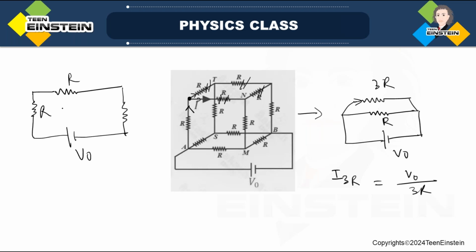Yes, so this is the thing. I'll get the current in this as I prime, up to this point. Now I have got the current in the whole upper branch. Here I prime is V0 by 3R. This is I prime, and this is for the whole branch, the whole system.